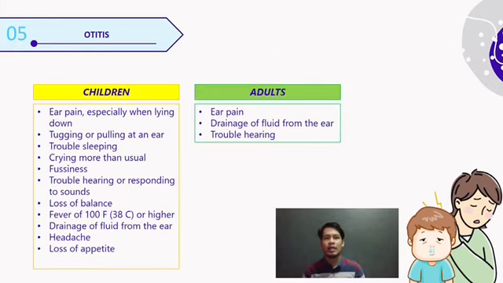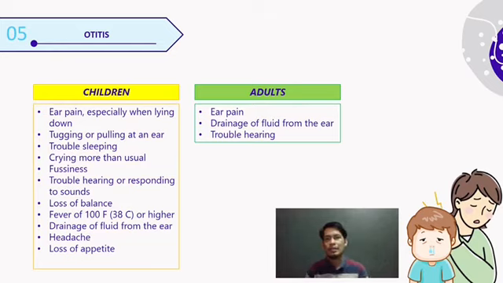Otitis we can separate into two categories, which is for children and adults. So first we look at the children. For children who suffer otitis, we will see ear pain, especially when lying down, tugging or pulling at an ear, trouble sleeping, crying more than usual, fussiness, trouble hearing or responding to sounds, loss of balance, fever of 100 Fahrenheit or 38 degrees Celsius or higher, drainage of fluid from the ear, headache, and loss of appetite.